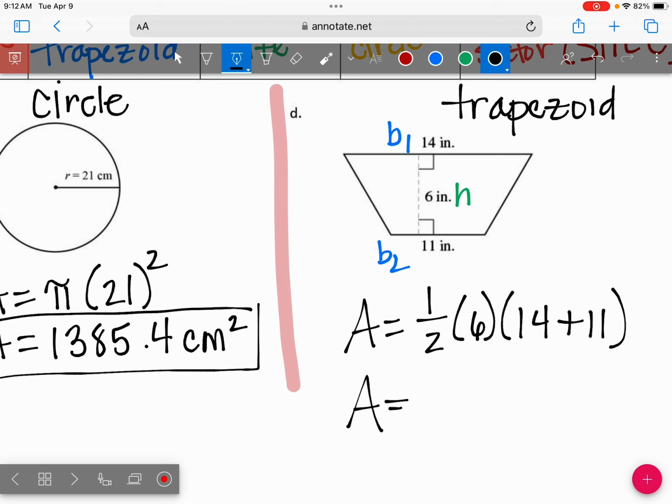There's packets in the front, the pink packet and the yellow packet, and now we're in the notes. So go ahead, pick up both of those packets.